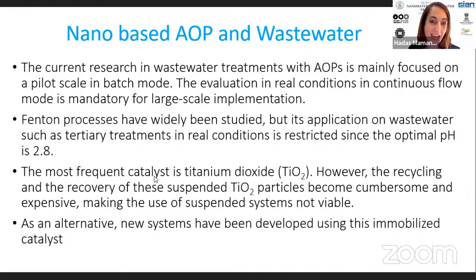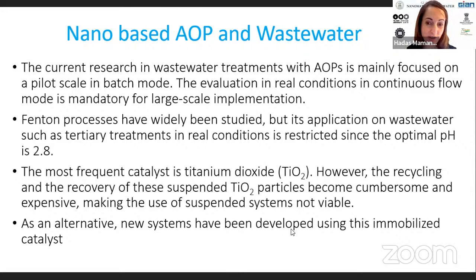The most frequent catalyst is titanium dioxide. However, the recycling and recovery of these suspended TiO2 particles become cumbersome and expensive, making the use of suspended systems not viable. Therefore, if the research studies stay with suspended particles, then again, how can we apply it?